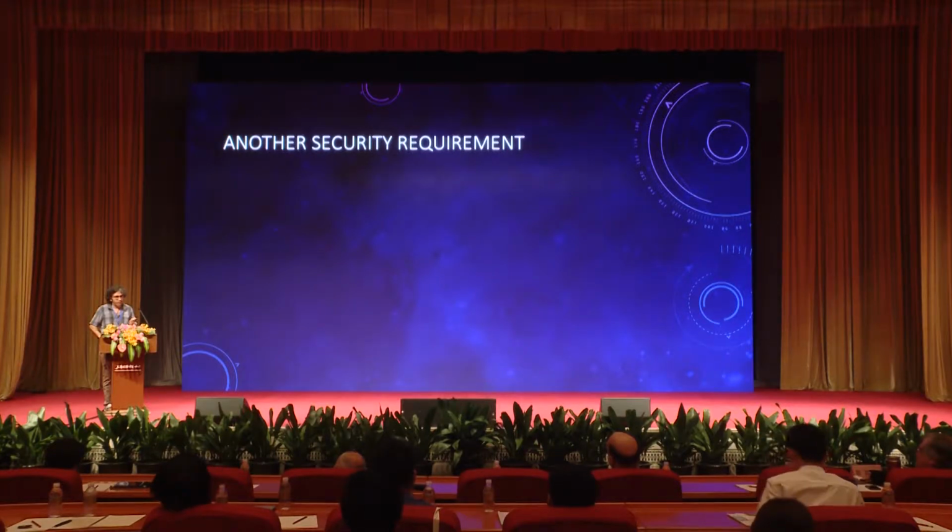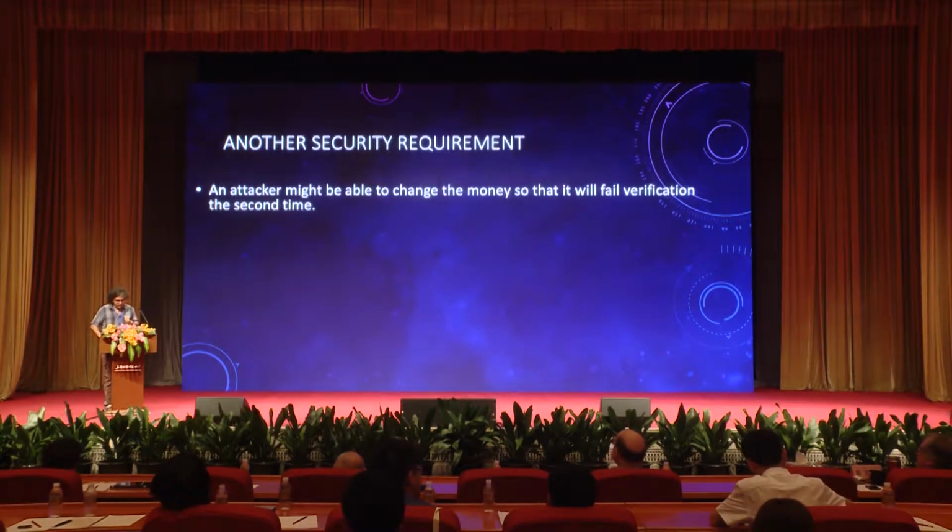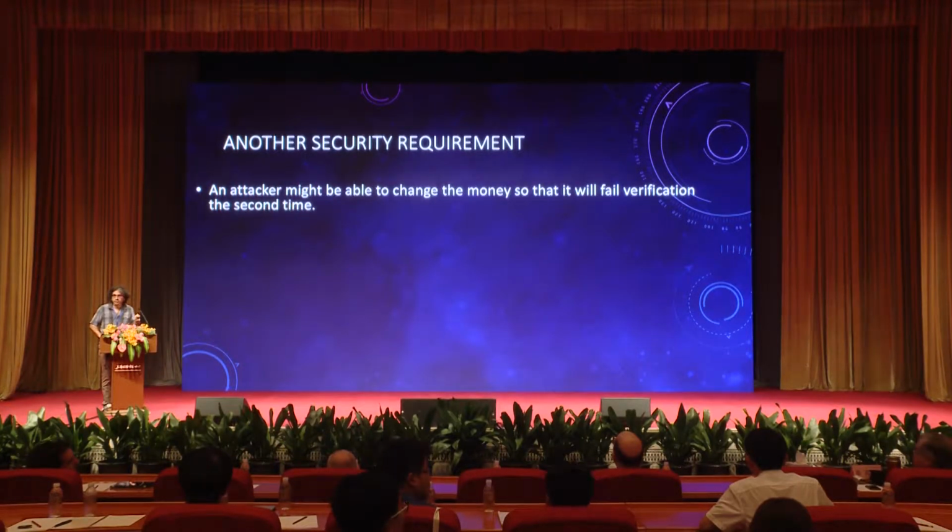But I'll give another problem. The idea is that an attacker might be able to change the money so that it will fail verification the second time, right? No one excluded that option. So only the second time you verify it, it will fail. The security definition did not force us not to have this property, and therefore perhaps it is possible to do it. And let's see, of course, how this is problematic.